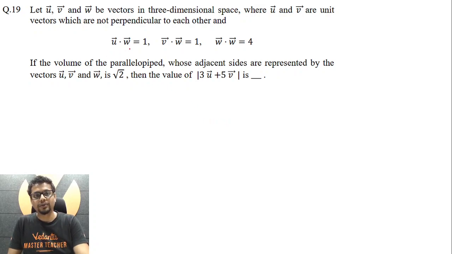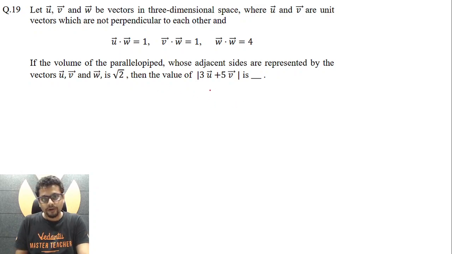U vector dot W vector is 1, V vector dot W vector is 1, W vector dot W vector is 4. That essentially means magnitude of W vector is 2. If volume of parallelepiped whose adjacent sides are represented by vectors U vector, V vector and W vector is root 2, then we have been asked the value of mod of 3U vector plus 5V vector. So this is the kind of question whose answer is supposed to be a non-negative integer.